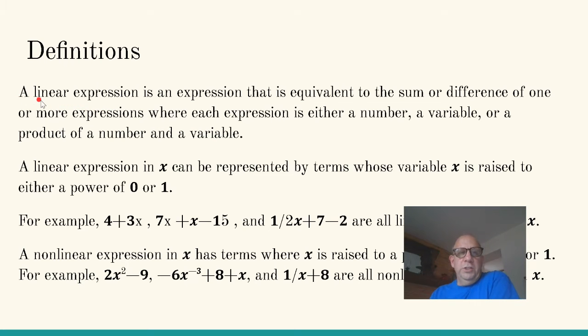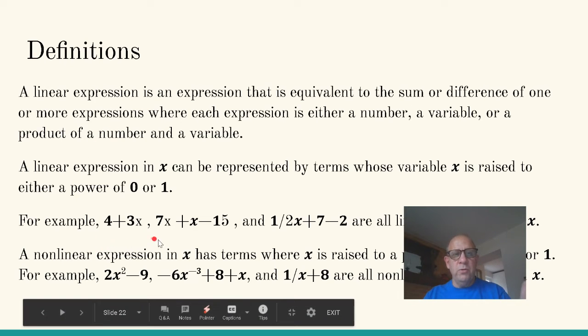So let's take a look at our definition. A linear expression is an expression that is equivalent to the sum or difference of one or more expressions, where each expression is either a number, a variable, or a product of a number and a variable. Okay, it's not so difficult. Remember our terms from the vocabulary video. A term is a number or a letter or a coefficient and a variable like 3x. As long as you're multiplying those numbers, they're one term. But as soon as you start adding or subtracting these things, then they become separate terms. An expression, a linear expression, is just a group of these terms.